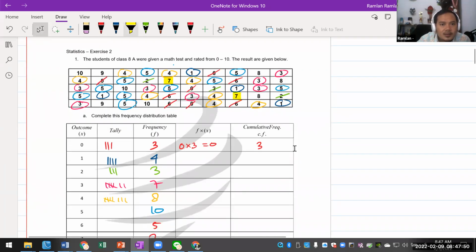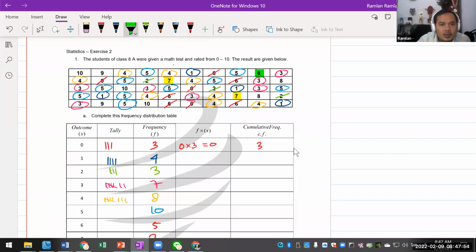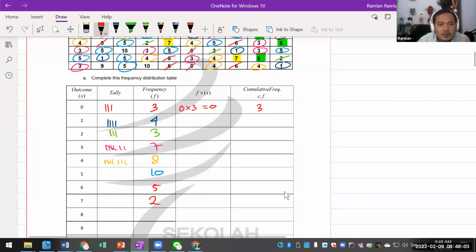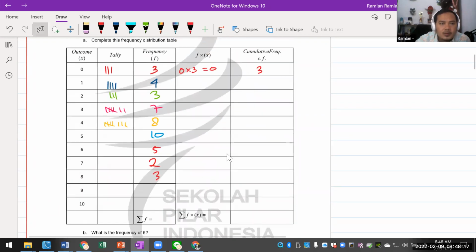I'm gonna use a green highlighter. 1, 2, 3. Only 3. And then 2 more to go, guys. 9. We have 1, 2. Only 2 of that.